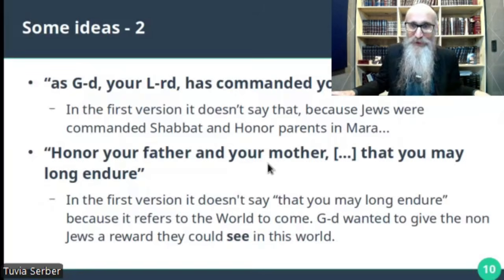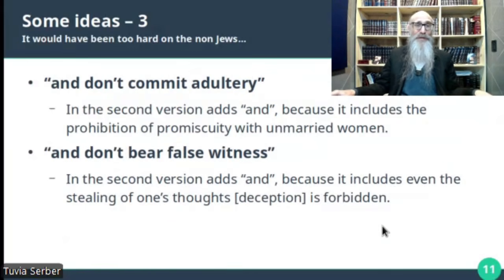That's why it doesn't say in the first version of the Ten Commandments, honor your father and mother, that you will have a long life, long endure, or whatever. No. God didn't want to talk about that to the non-Jews. It doesn't make any sense. They would not accept it at all. So he made it easier for them, so to speak. Just two more ideas on this.